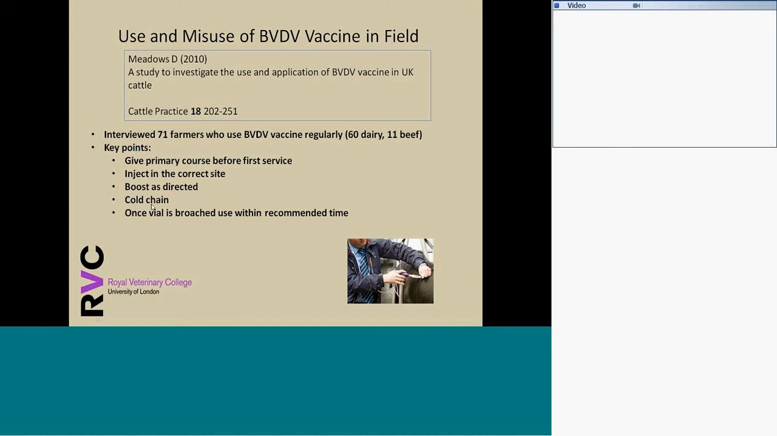There was quite a nice study done by one of our Royal Veterinary College students, and she may have even contacted some of you when she was doing her project. She interviewed just over 70 farmers who use BVD vaccines regularly, mainly dairy farmers in this study. The key points that came out of this were, as I've already said, give the primary course before first service. A lot of farmers were not giving the complete primary vaccine course before heifers were served for the first time, so they could already be carrying PIs before they're fully protected by the vaccine.